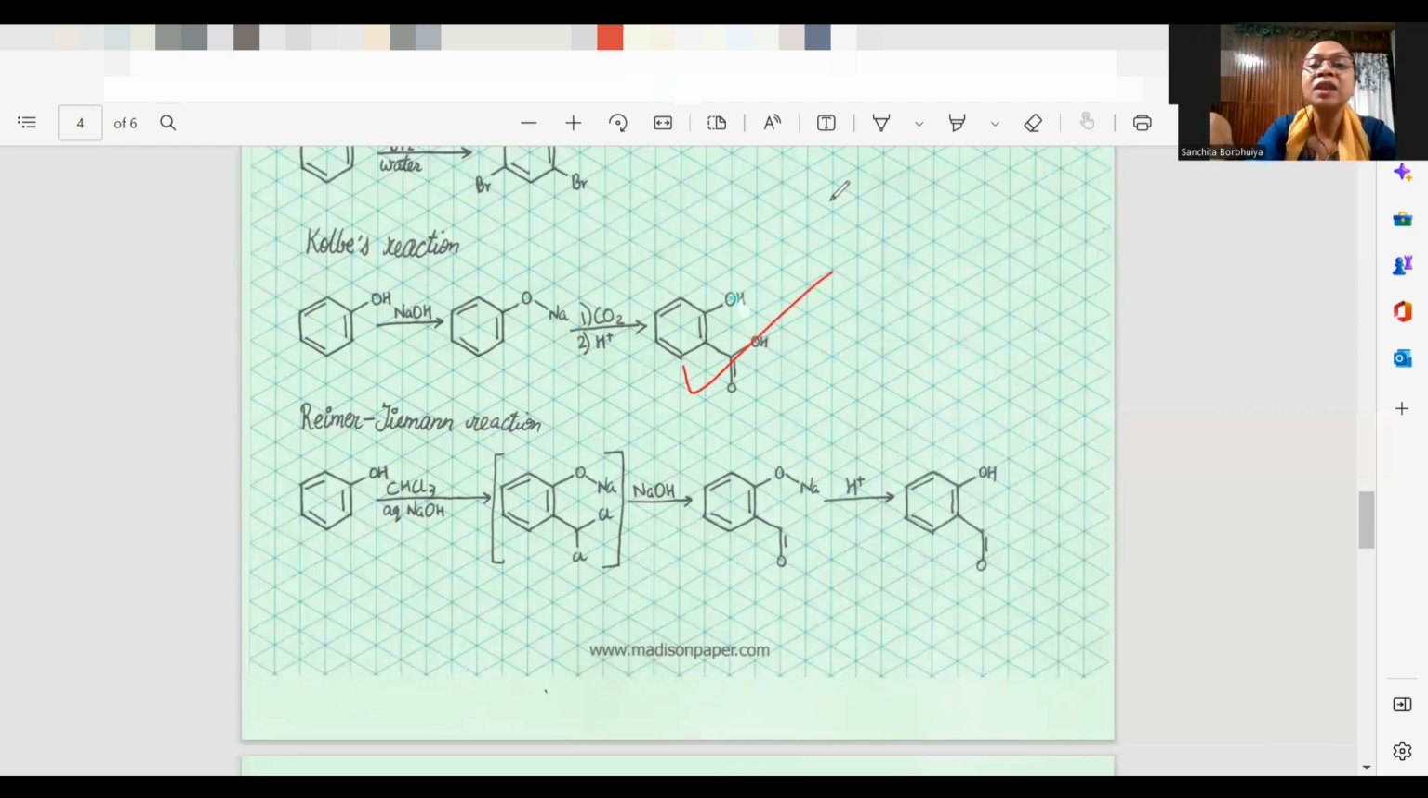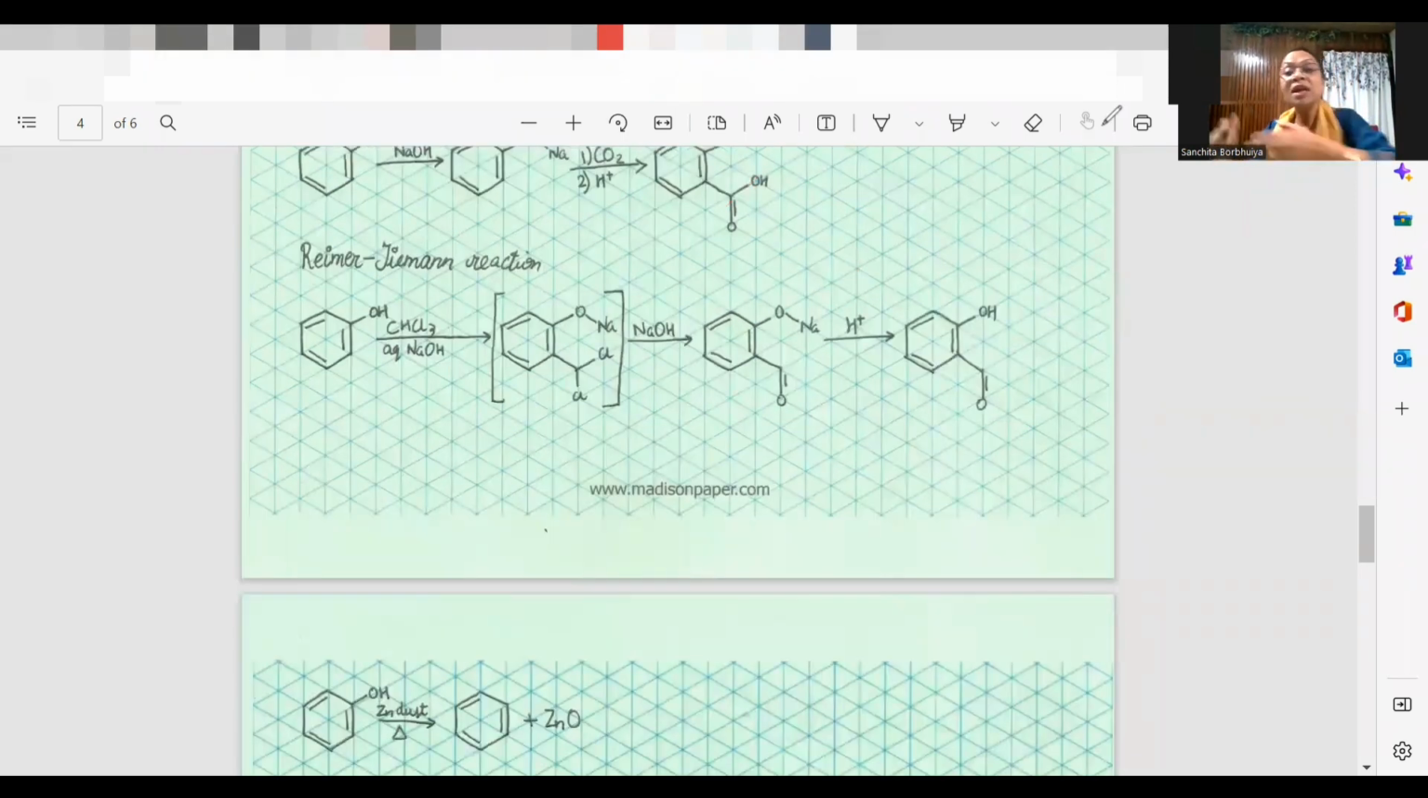Okay, moving on to the next reaction, which is the Reimer-Tiemann reaction. In Reimer-Tiemann reaction, we have phenol. The ultimate outcome of the Reimer-Tiemann reaction is salicylaldehyde. And why are these important? Because salicylic acid is directly used for the preparation of aspirin. And in the Reimer-Tiemann reaction we get salicylaldehyde. This salicylaldehyde can also be oxidized to give salicylic acid, which is again used as a precursor for preparing aspirin.